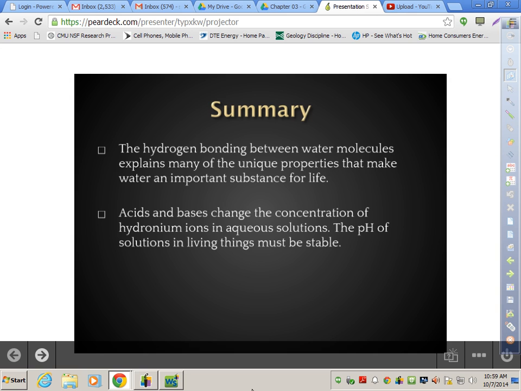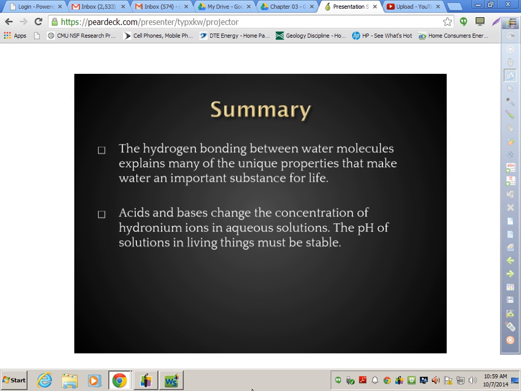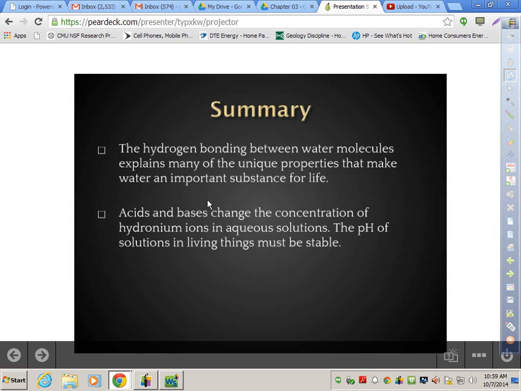Quick summary, and I'll give you your homework. The hydrogen bonding between water molecules explains many of the unique properties that make water an important substance for life. We talked about cohesion, adhesion, how water has a high specific heat and is able to retain its temperature. And then acids and bases change the concentration of hydronium ions, H3O+, to make things more acidic. And the pH of solutions that have an increase of hydroxide ions, or bases, goes the other way on the pH scale. And the pH of solutions in living things like us must be stable. For us, that happens to be 7.4.